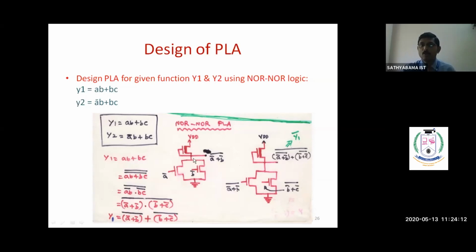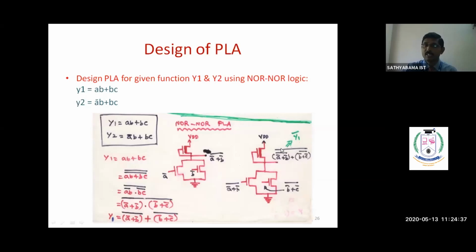So like this, we have to make one more structure for this second term, so that finally we are getting these. This is the first output. Similarly, we are getting B bar plus C bar the whole bar. That is the second output. Those two outputs we are going to give as inputs to one more two input NOR gate. So this output I am giving here, and another output I am giving to this transistor. Then finally I am going to get this expression.